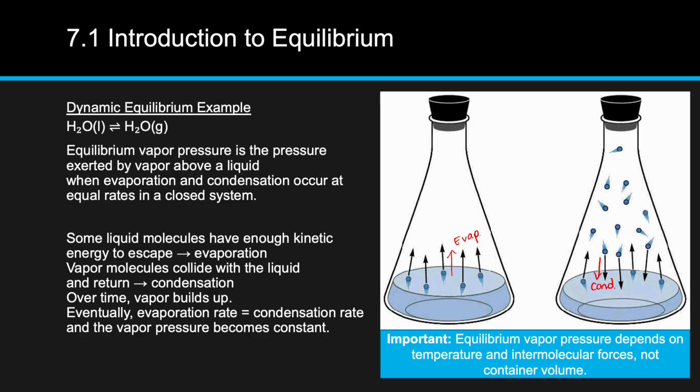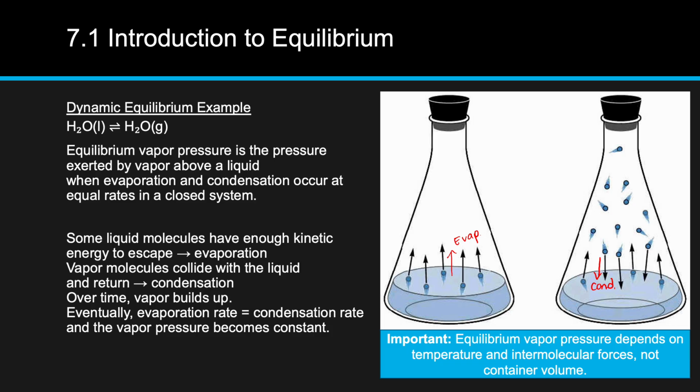As you move forward in the reaction and your vapor accumulates, the rate of the condensation is going to increase until it equals the rate of the evaporation, which will then establish your dynamic equilibrium. So at that point, the vapor pressure is going to become constant, even though you still have molecules that continue to move between phases.